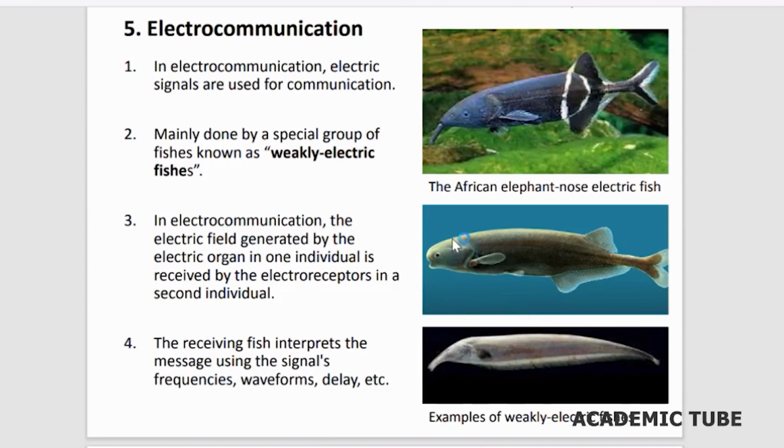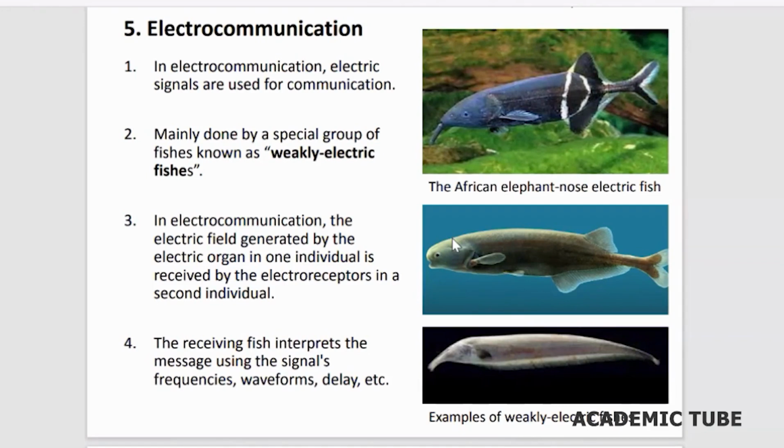Those fishes, the electric eel and electric ray, are known as strongly electric fish, because they produce a very powerful electric field. But these fishes produce an electric field which is very weak. Therefore, they are commonly known as the weakly electric fishes.